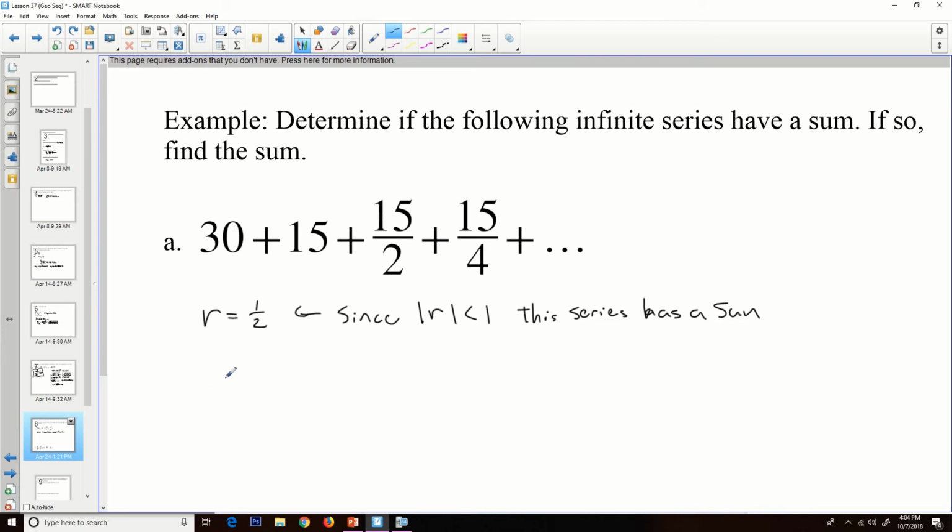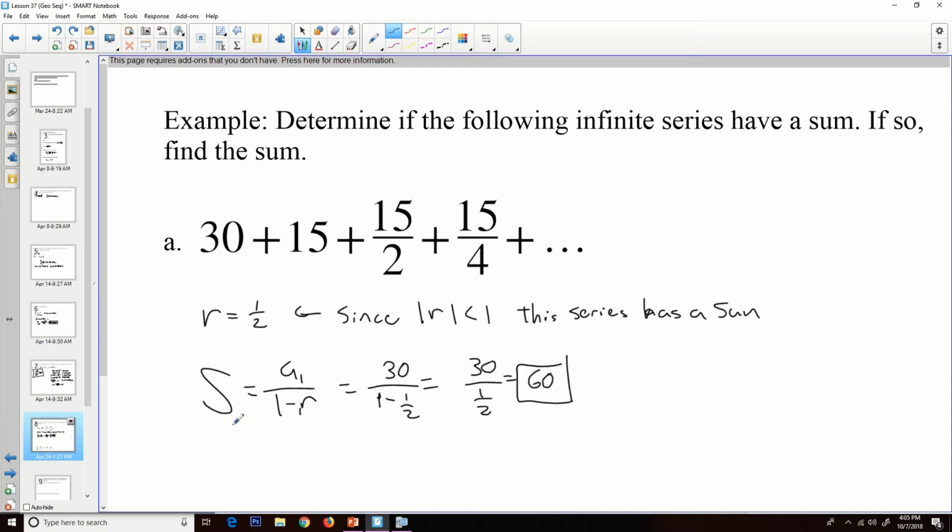And it's a fairly easy one. It's just S equals the first term over 1 minus r. We saw that in an earlier part of the video. And the first term was 30 over 1 minus the common ratio. And the common ratio, clearly a half. And so we get 30. 1 minus a half is just a half. 30 pies divided into halves gives me 60 parts. And so that's that sum.